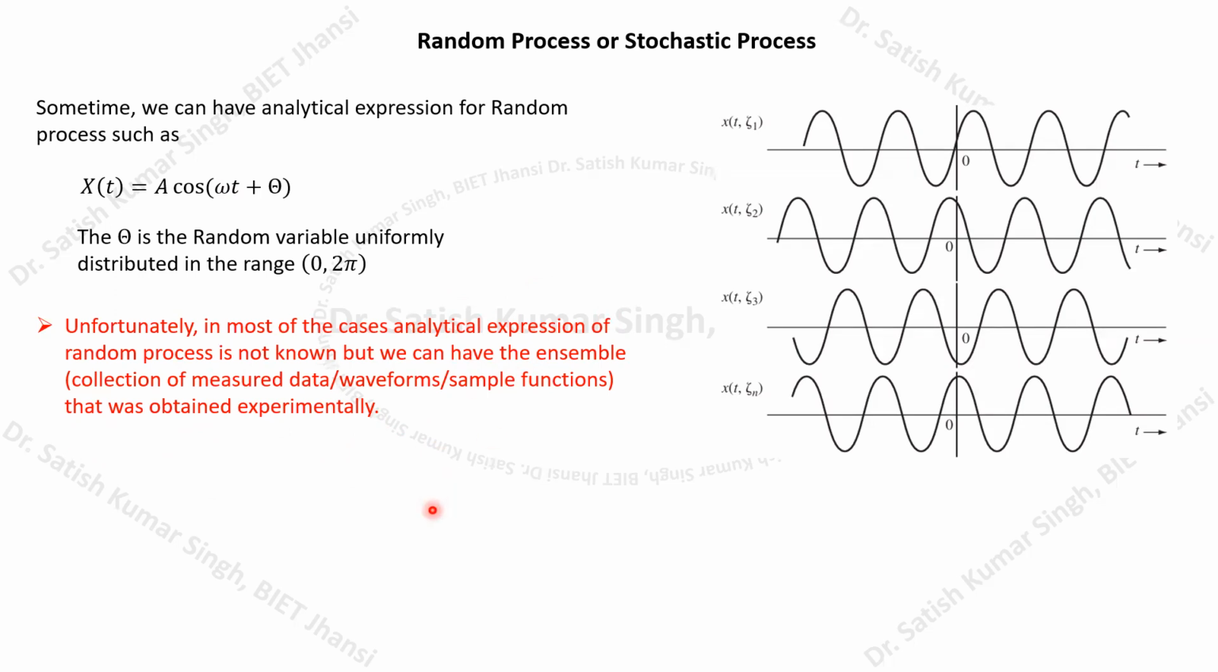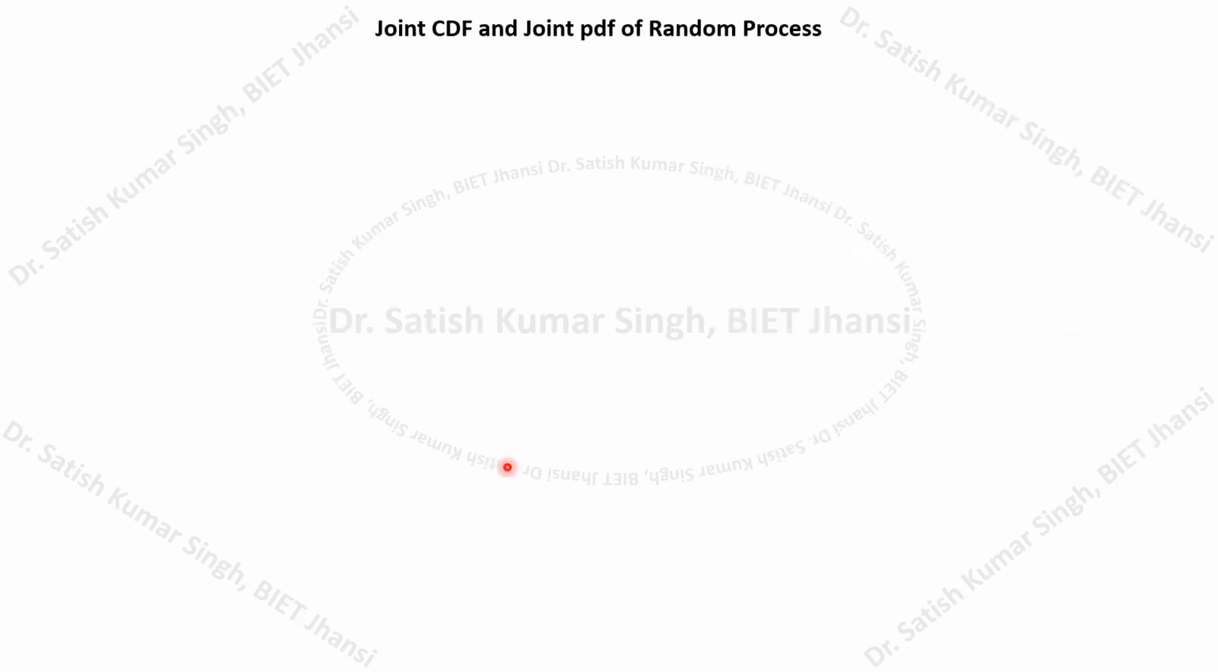We have already discussed random variables, and I have already talked about the CDF, the cumulative distribution function, and the probability density function. The same concept can also be extended to the random process. So here we can define the joint CDF and joint PDF of a random process.